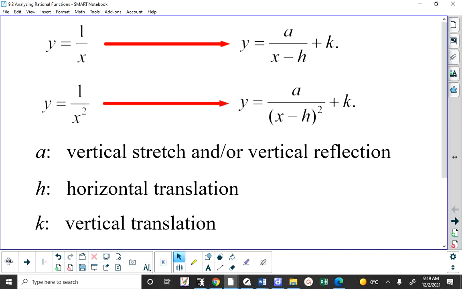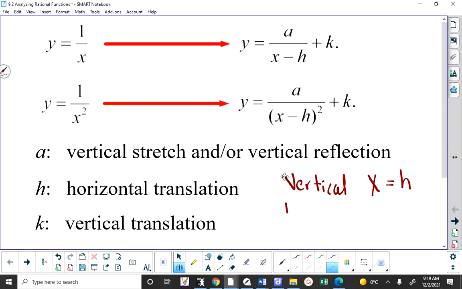After any vertical stretch and or vertical reflection, which doesn't move the asymptotes, the asymptotes will only be affected by h and k. So what that really means in the end, without even looking at these graphs, is that you are going to have a vertical asymptote at x equals h, and you are going to have a horizontal asymptote at y equals k. So again, the fact that the reflection and the stretch happens first, if there is a reflection and a stretch, doesn't change the fact that that's where the asymptotes will be.